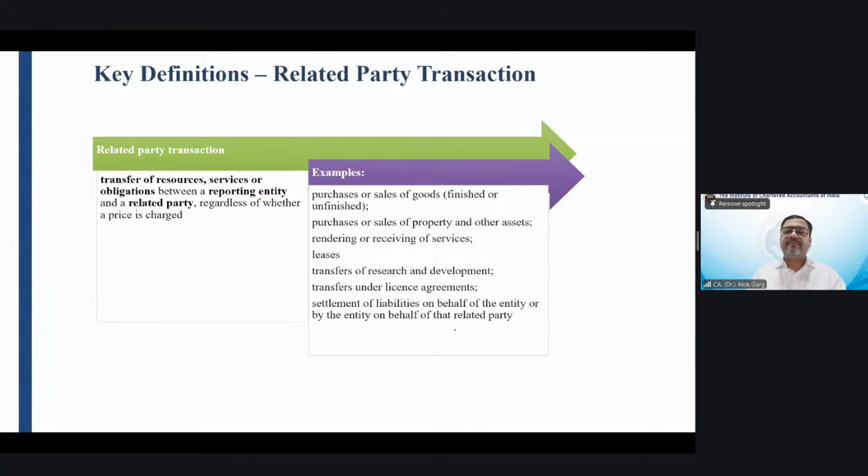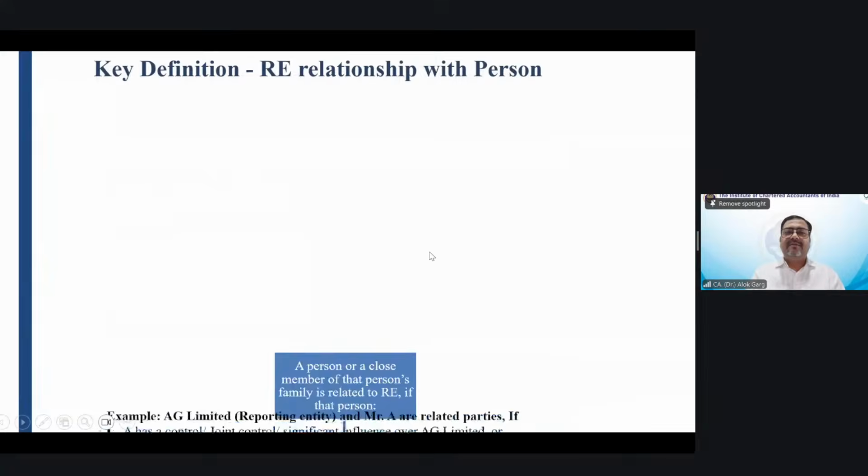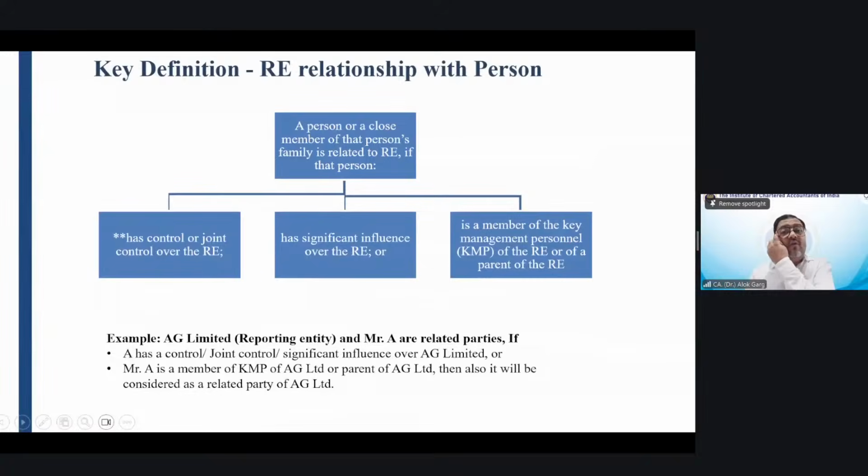Okay, great. So friends, now first we will discuss the person who will be a related party. First we will understand which person can be a related party. Okay, so my dear friends, let me take you to the Excel file. I hope my Excel file is visible to everyone.